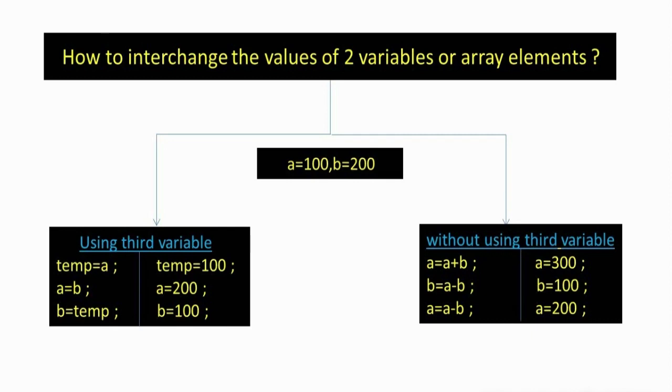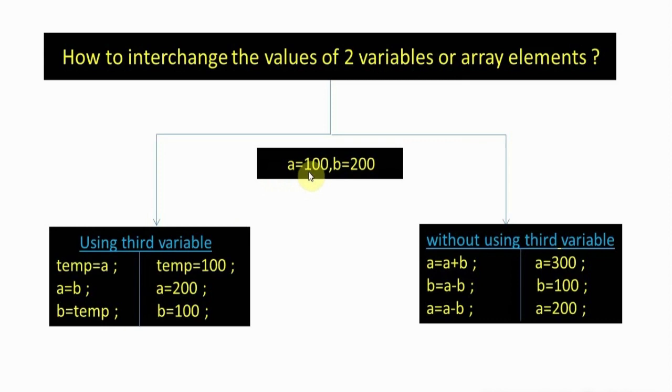This means when we have two variables or array elements, suppose the variables are a and b, what we want to do is put the value of b into a and the value of a into b. For performing such an operation, we are provided with two methods. One is using a third variable, another is without using a third variable. Now let me explain it with the help of an example.